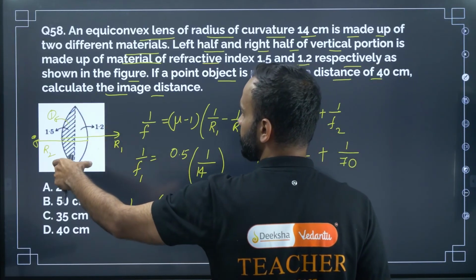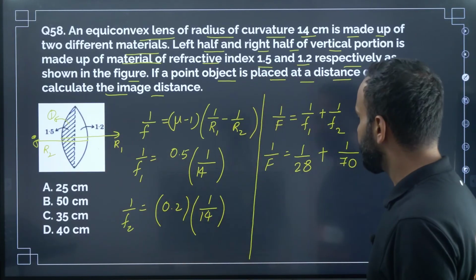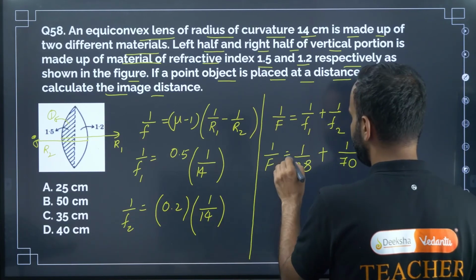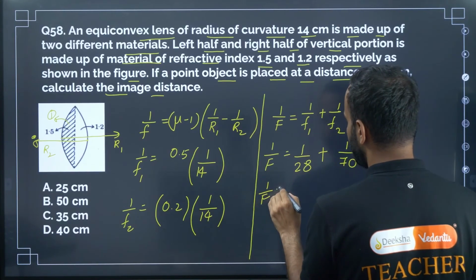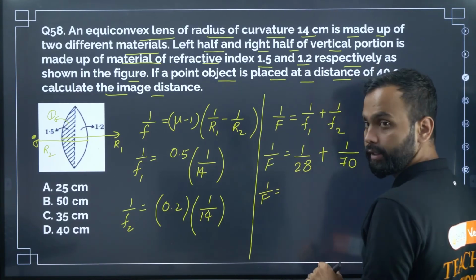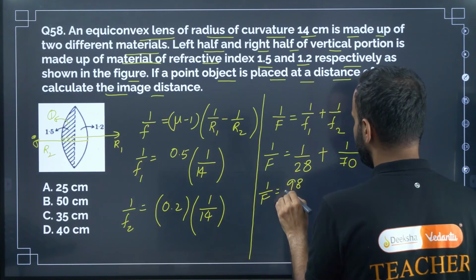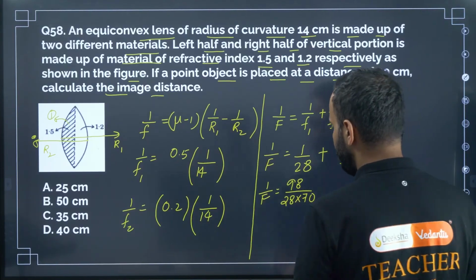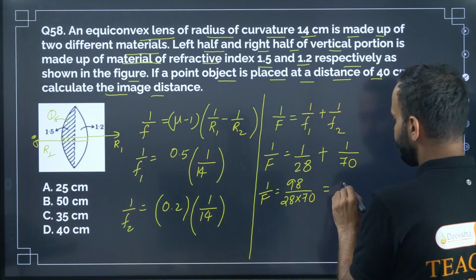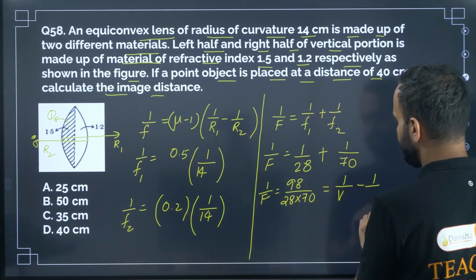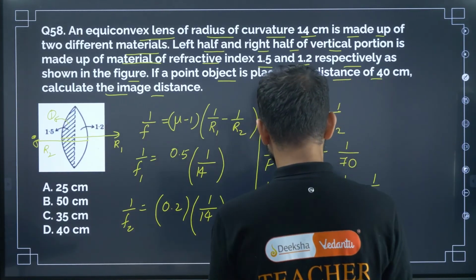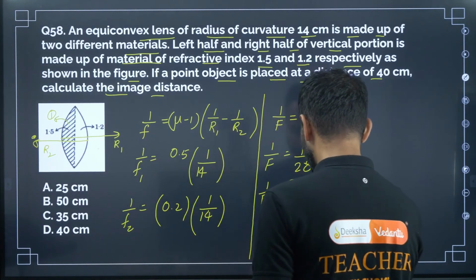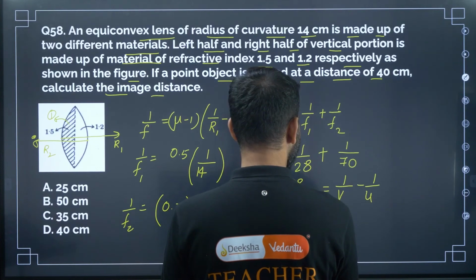Or focal length of this equiconvex lens, right? So we need to find V, image distance. Okay, let us find f only. Here 1 divided by f is equal to 70 plus 28, that is 98 divided by 28 into 70, which is equal to 1 divided by V minus 1 divided by U. So what is the value of U? U equal to minus 40 centimeter, isn't it?